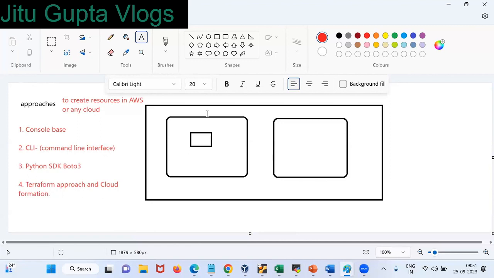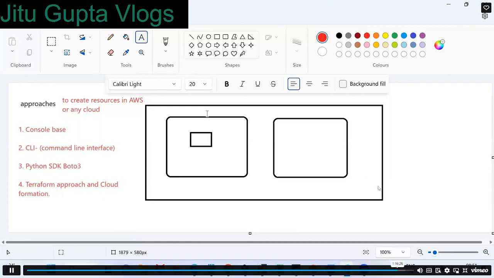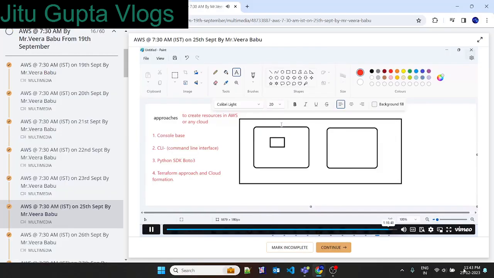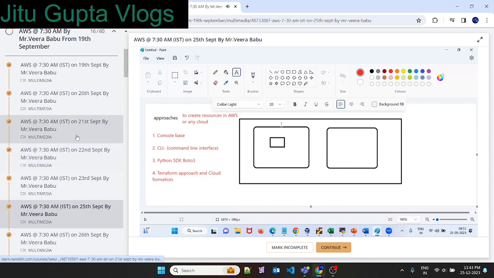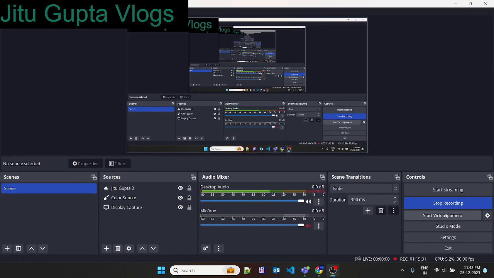My DevOps batch is going to start in the first week of next month. If you want to learn DevOps after AWS, the role is AWS DevOps engineer. But AWS DevOps is different. AWS plus DevOps is different, guys. With AWS plus DevOps, you can apply for AWS roles and DevOps roles. It's a multi-role. But AWS DevOps only fits DevOps roles, not AWS.